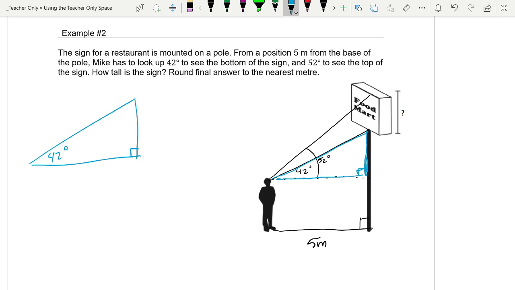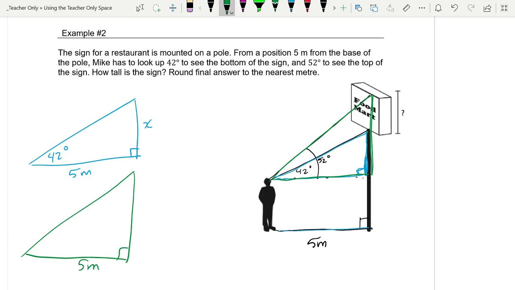And we'll call this, maybe call this X, I guess, if you like. And what do we know in this triangle besides the 42 degrees? Oh yeah, it's 5 meters across the bottom. And then I'll make a green triangle that goes up to the top of the sign, down to where his eyeballs are horizontal to the bottom. And I'll draw that triangle down here. And this is still 5 meters, but this angle here is 52. And we can call this one Y if you like.